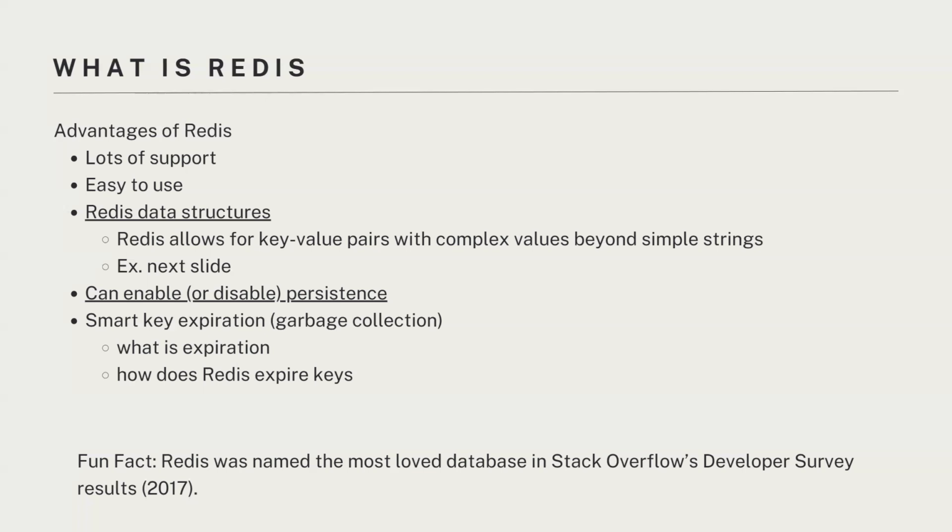So fun fact, Redis was named the most loved database in Stack Overflow's developer survey in 2017. That's really old, almost 10 years ago at this point. It's not the most popular anymore, but it's still pretty popular. It's still pretty good.